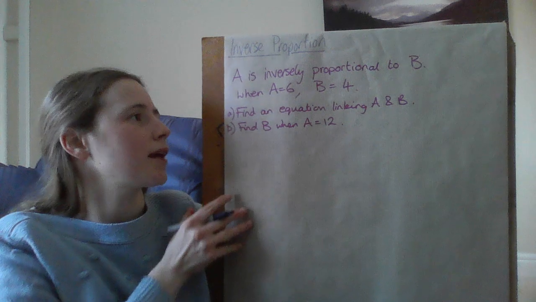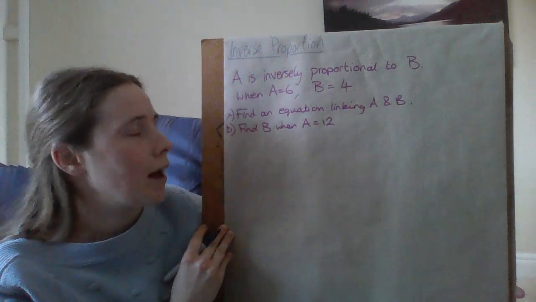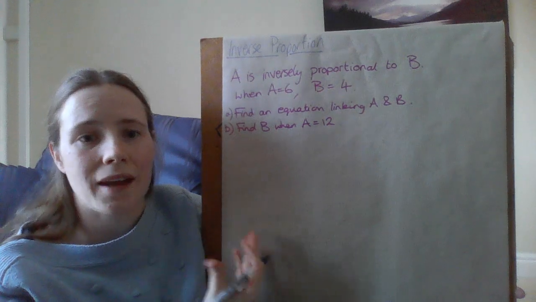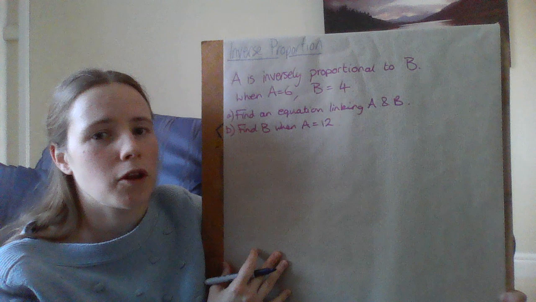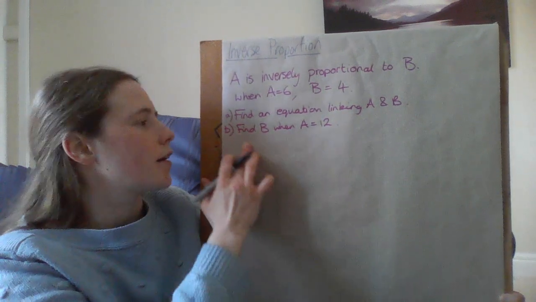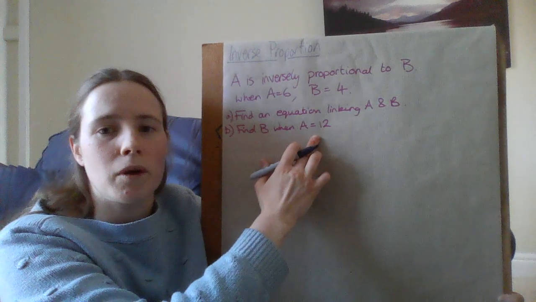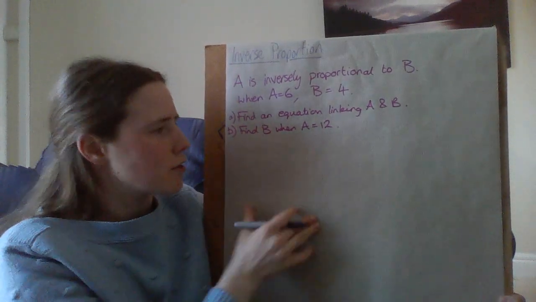Okay, so let's say we were given the fact that A is inversely proportional to B, and we were also told a pair of values: when A is 6, B is 4. First thing I'm going to do is follow the process to find an equation linking A and B, and then once I've done that, I can answer questions like this when you're given one variable and you need to get to the other one. So I'm going to work through A first of all down here.